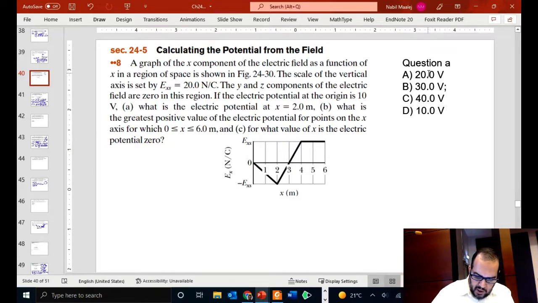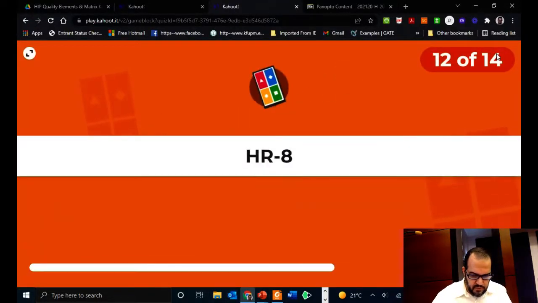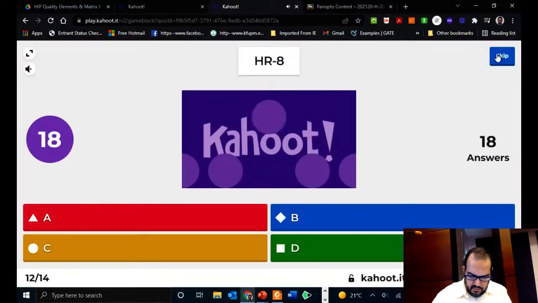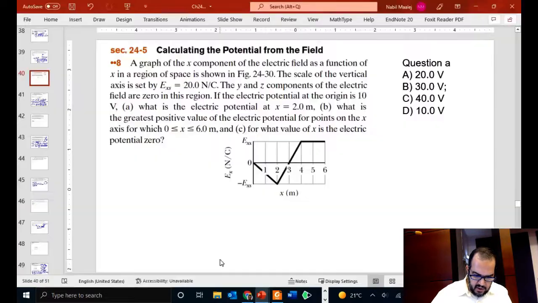So choose between A 20 volts, B 30 volts, C 40 volts, and D 10 volts. Okay, I'll go to the Kahoot and start it. Okay, so we have 9 correct answers and 19 incorrect answers. Challenging. Okay, so let's look at this solution. Again, I told you this problem was in the final exam.